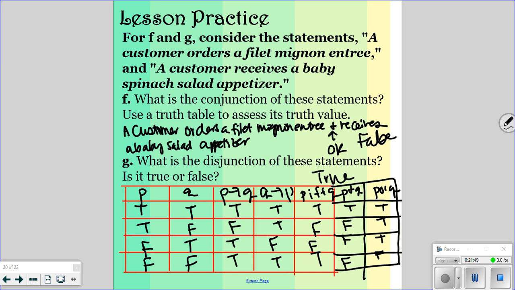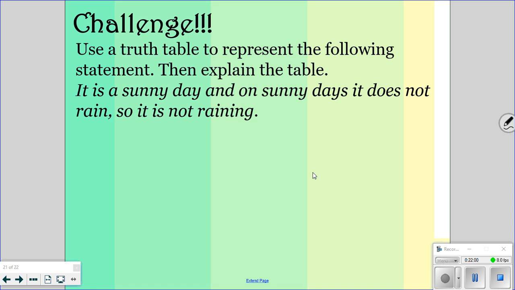Okay, so hopefully that helps you a little bit with truth tables. They look a lot alike every time. So as you're doing them, hopefully you'll get better and you'll recognize the pattern on them. So let's look at this challenge question. Use a truth table to represent the following statement, then explain the table. It is a sunny day, and on sunny days it does not rain, so it is not raining. So y'all pause the video, and then I'll go over this one.